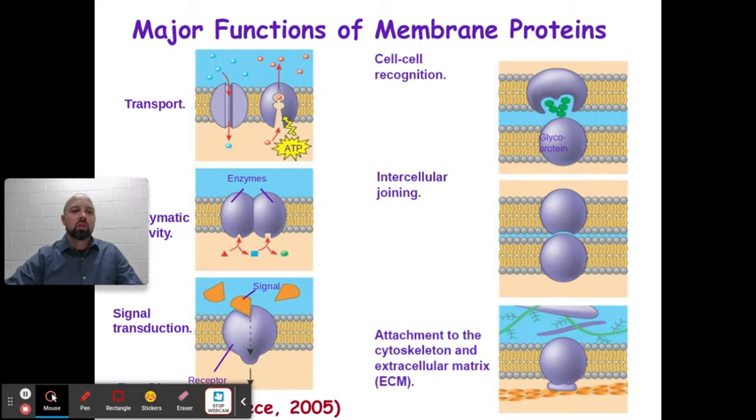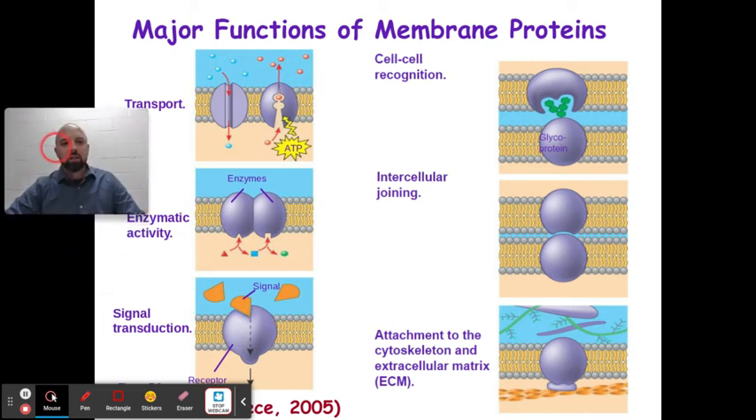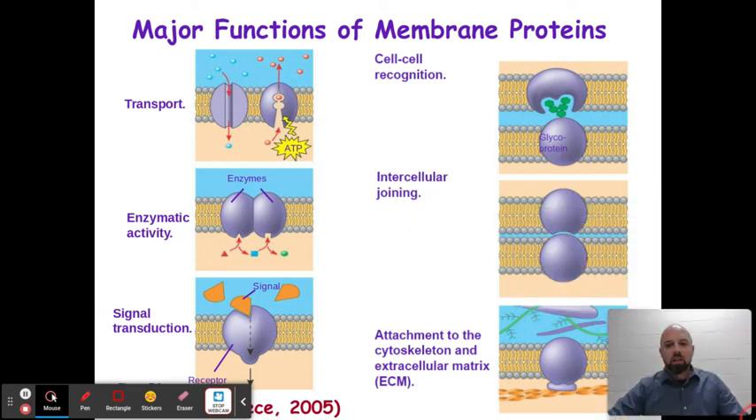So then we go into the 6 major functions of membrane proteins. Here we have transport. So we're going to have transport of solutes across the membrane. We're going to have enzymatic activity, so we're going to make some reactants into some products, catalyzing probably. And we're going to have some signal transduction then. We can see a signal molecule binding to a receptor protein and starting that transduction.